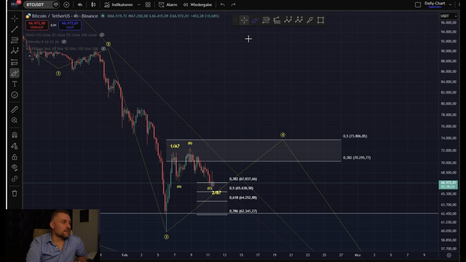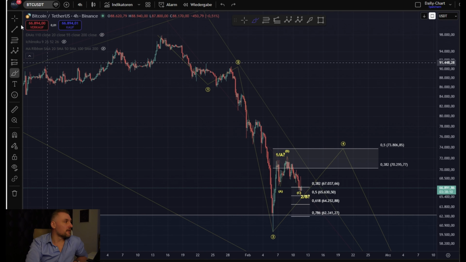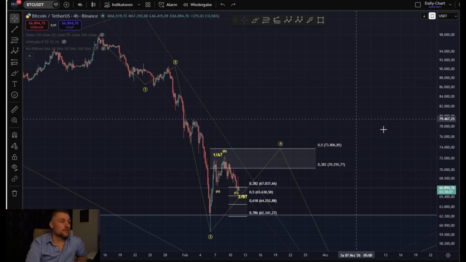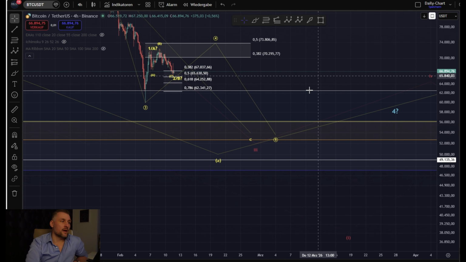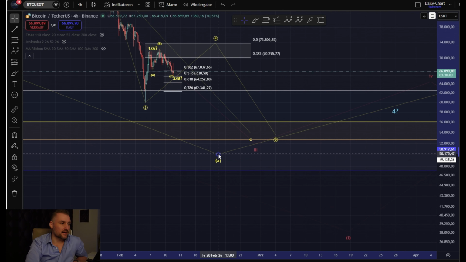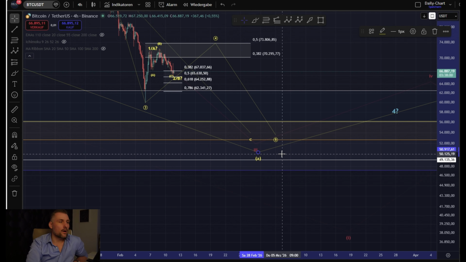But currently the view is, as long as we stay below the 73,806, that this is a wave. We have now the B wave and coming now in the final push to the C wave and testing the level here. And then we get the final fifth wave in yellow to the downside. And from there on, we have to check level by level how the price is reacting here. If we fulfill here the ideal target for wave 3, then this opens the door for the alternative scenario.